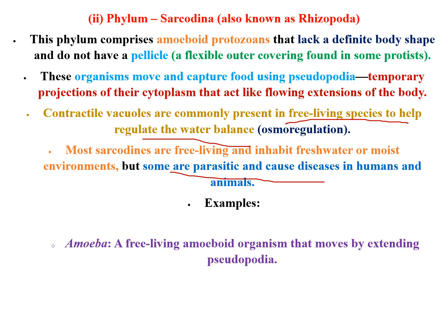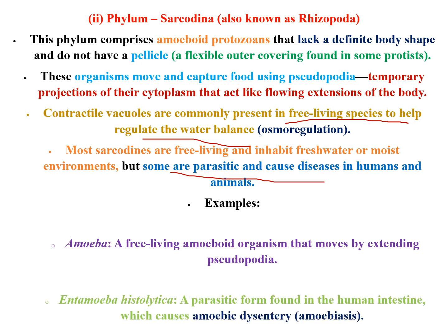Examples: Amoeba, a free-living amoeboid organism that moves by extension of pseudopodia. Entamoeba histolytica, a parasitic form found in the human intestine which causes amoebic dysentery, amoebiasis, an intestinal infection caused by the parasite. The symptoms include bloody diarrhea, abdominal pain, fever, and chills. It's very contagious and can be spread by contaminated food and water.